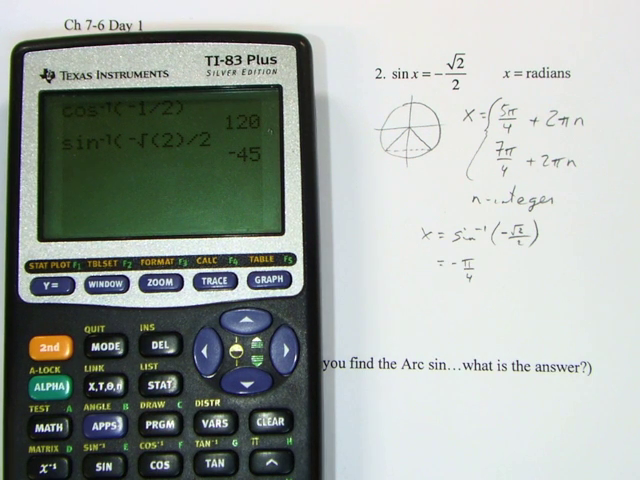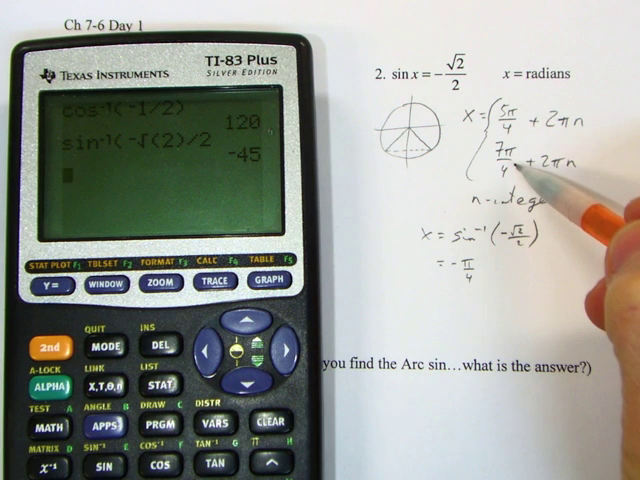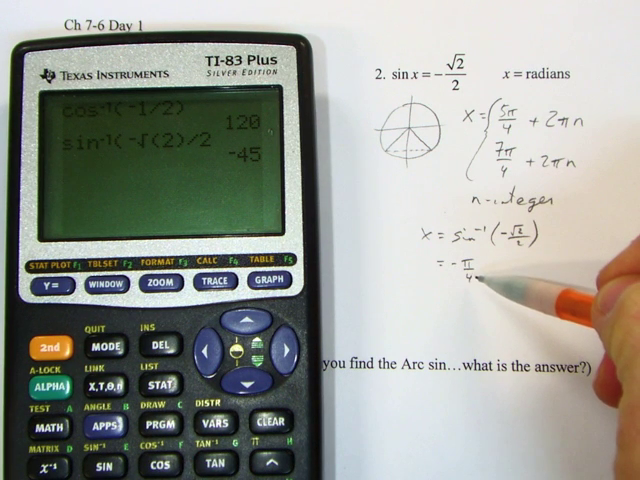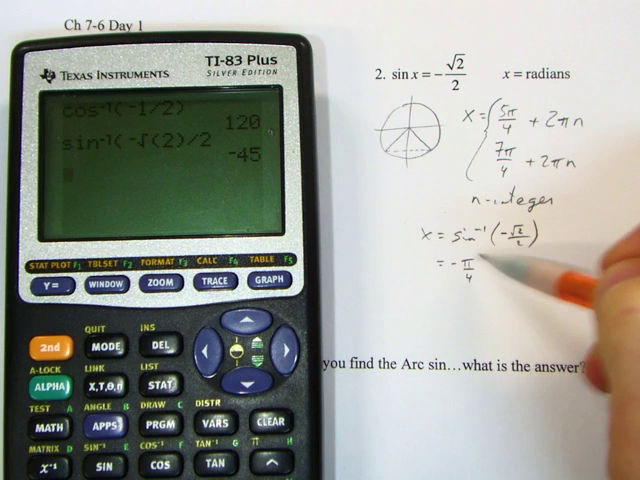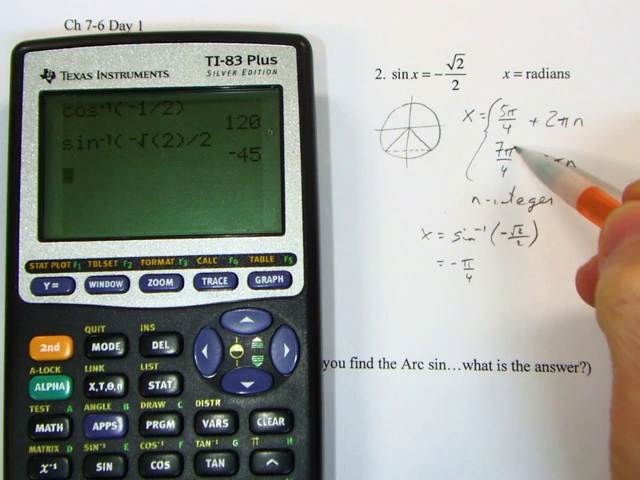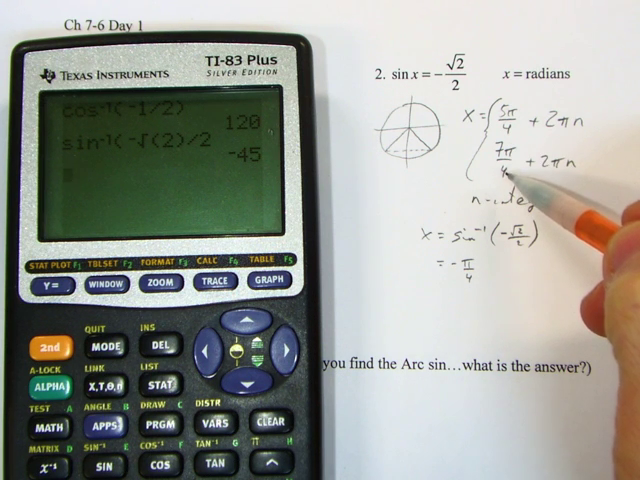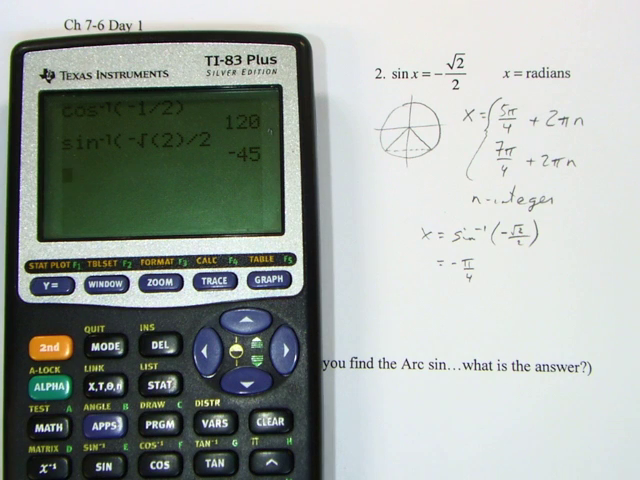But this is the equivalent of saying negative pi over 4. Now, compare that with the answers we have, 5 pi over 4 and 7 pi over 4. Which one is the equivalent of negative pi over 4? Well, 7 pi over 4 is coterminal with it. Now, why is this happening?